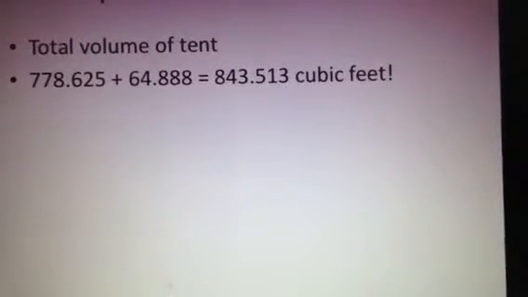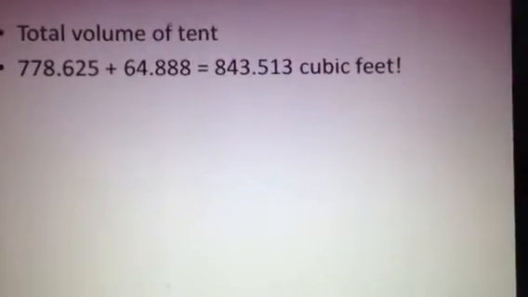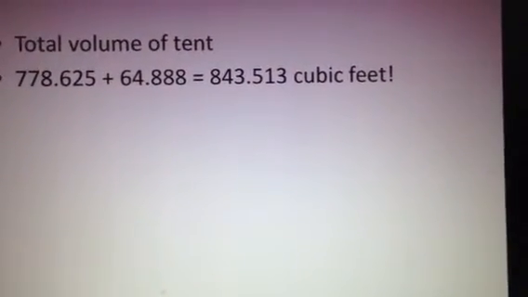All that was left to do was add them together, and we get this for our tent size, which is a perfect size for Mr. Yogi Bear.